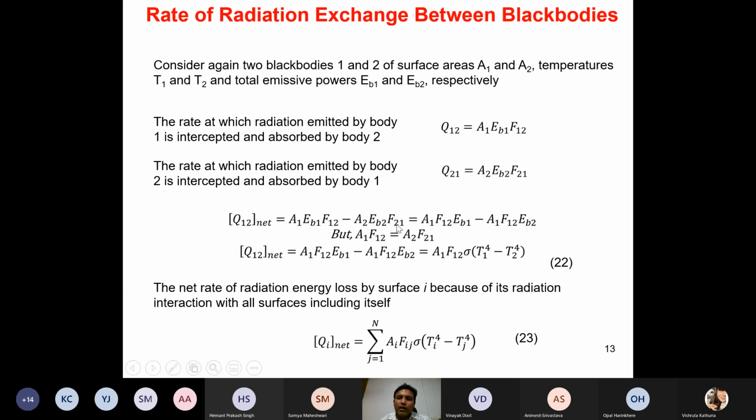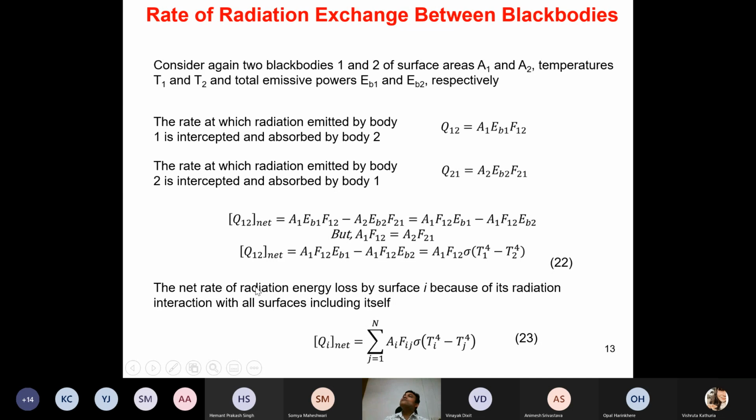So if we replace that, what ultimately we get is A1 F12 EB1 minus A1 F12 EB2. So this A2 F21 is replaced by A1 F12, and this A1 F12 we can take common. So what we get is the net radiative heat transfer between body 1 and 2 is given as A1 F12 sigma (T1 raised to power 4 minus T2 raised to the power 4). So this is very simple, isn't it? So net radiative heat transfer between two bodies can be given as surface area A1 into the corresponding shape factor F12 into sigma and the temperature difference, T1 raised to the power 4 minus T2 raised to the power 4.